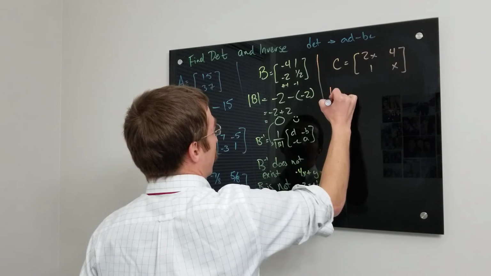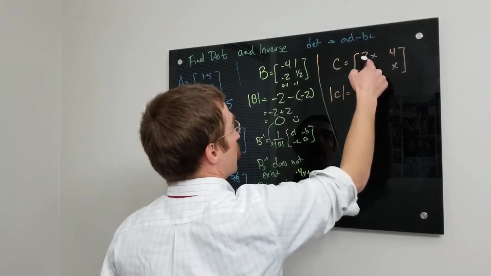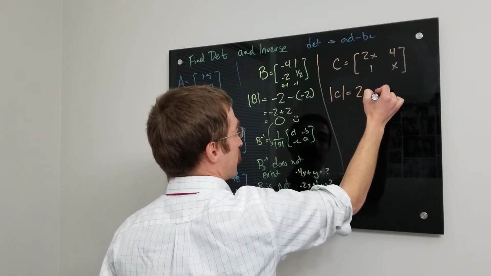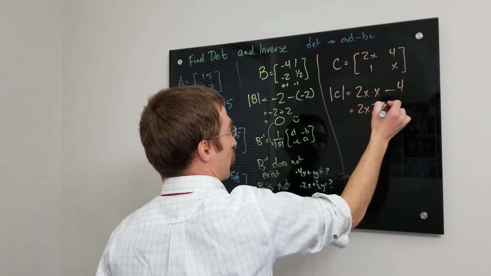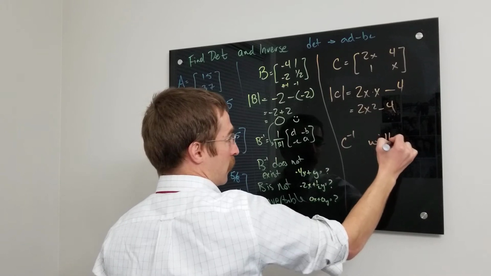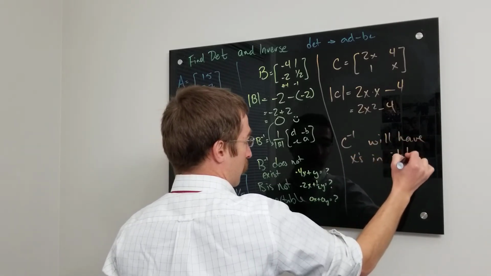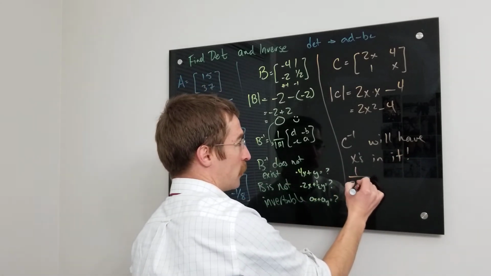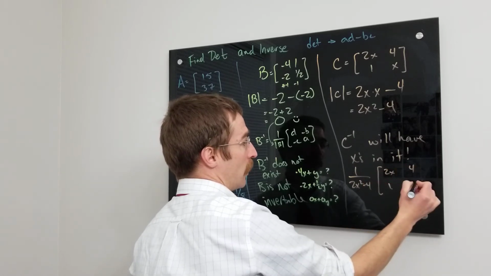So I'm going to find the determinant. Once again, those straight lines mean determinant. A times d, so that's 2x times x, and then minus 4 times 1, so this is 2x squared minus 4. C inverse will have x's in it. Basically it's going to be 1 over 2x squared minus 4, and then 2x, 4, 1, and x.